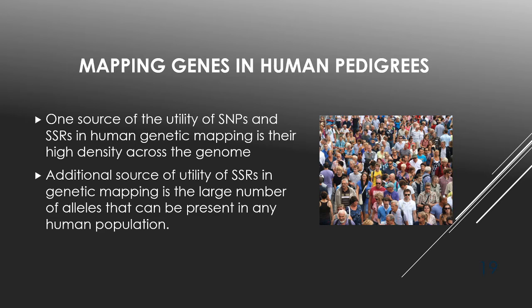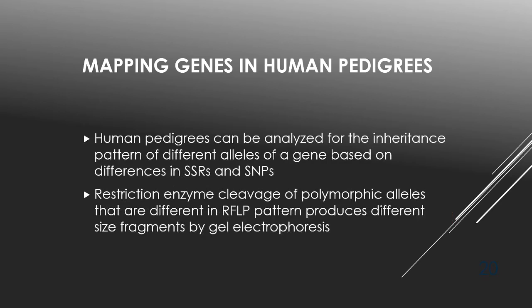One source of the utility of SNPs and SSRs in human genetic mapping is the high density across the genome. An additional source of utility of SSRs in genetic mapping is the large number of alleles that can be present in any human population. Mapping genes in human pedigrees: the pedigrees can be analyzed for the inheritance pattern of different alleles of the gene based on differences in SSRs and SNPs. Enzyme cleavage of polymorphic alleles that differ in RFLP pattern produces different size fragments by gel electrophoresis.